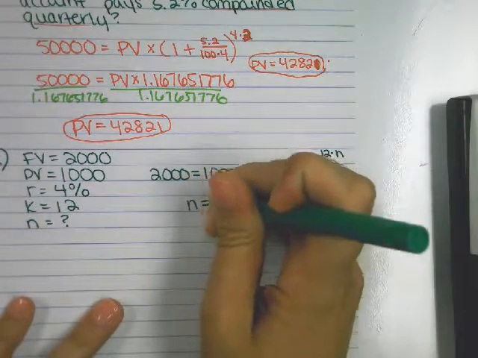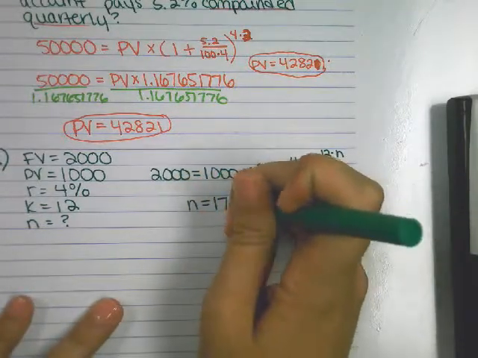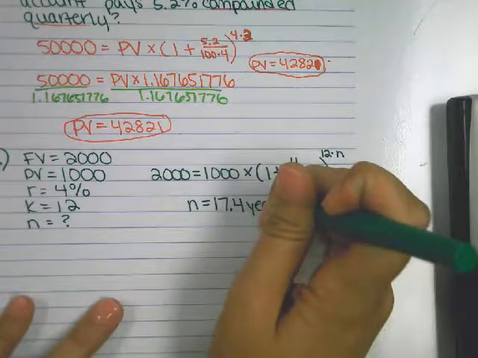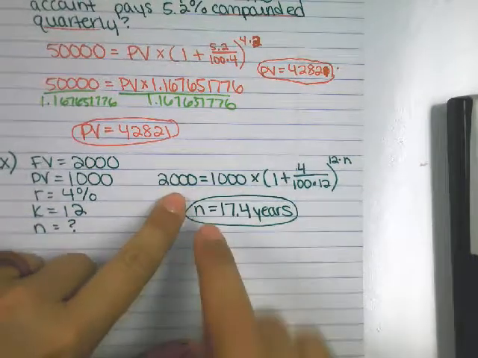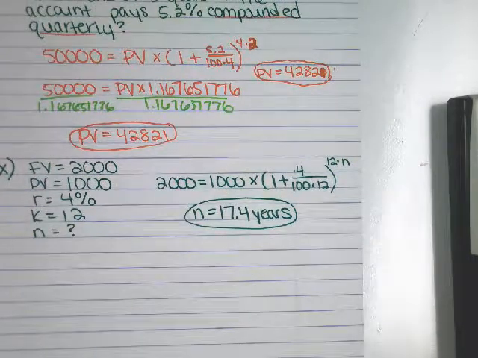So how many years does it take? N is 17.35, so how about 17.4? So in those circumstances, it's like how long does it take to double your money, to get from 1,000 to 2,000? It would take 17.4 years.